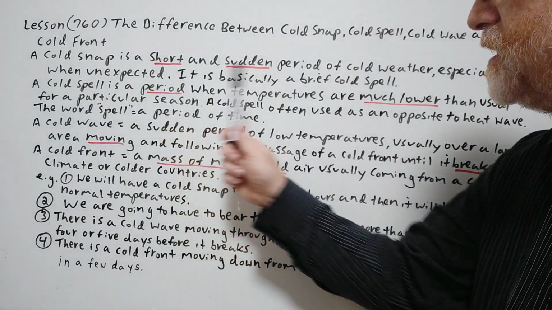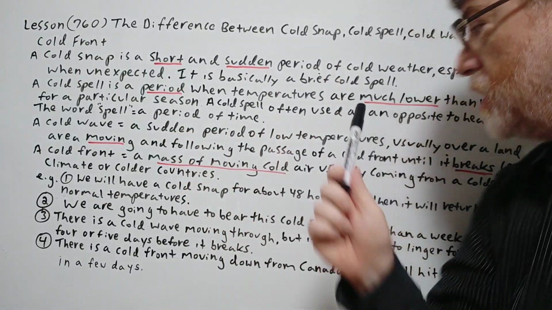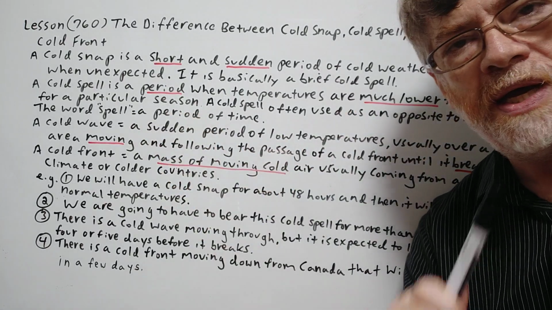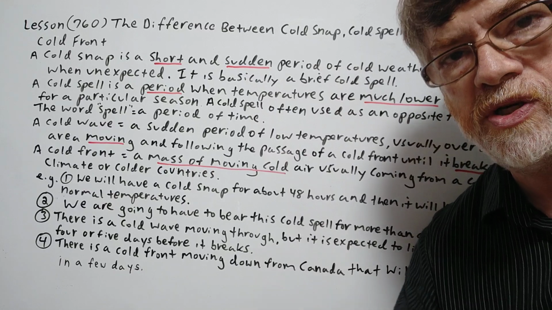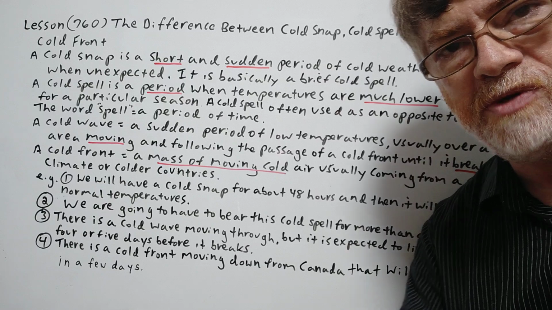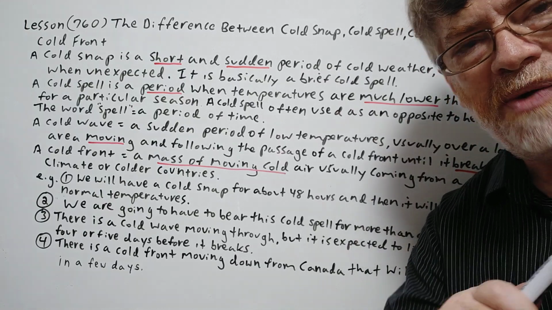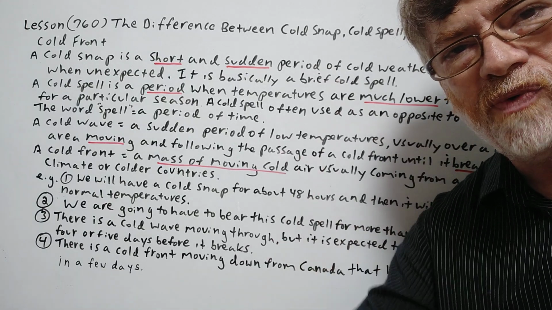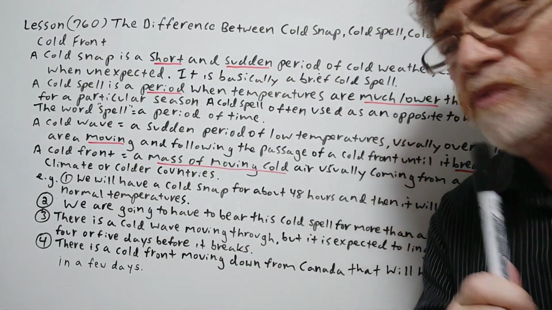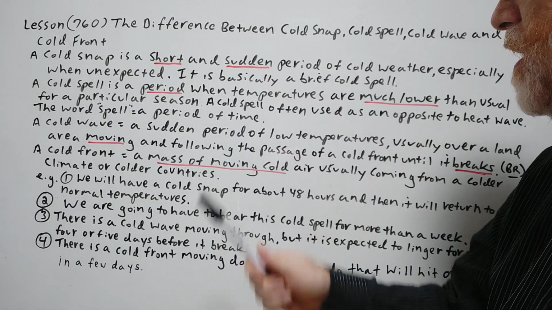Now, a cold spell is a period when temperatures are much lower than usual for a particular season. In the winter, you expect temperatures to be cold. But even during that period, sometimes you can have a week or 10 days where the temperatures are even very cold for the winter. They've dropped quite a bit. That period we usually refer to as a cold spell.